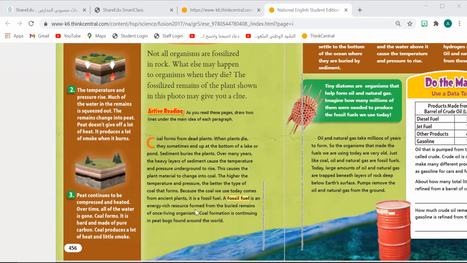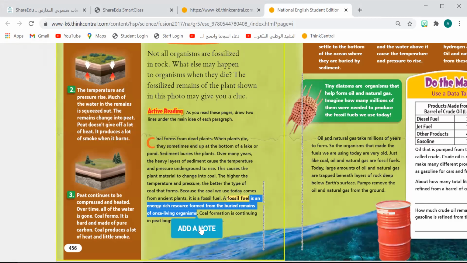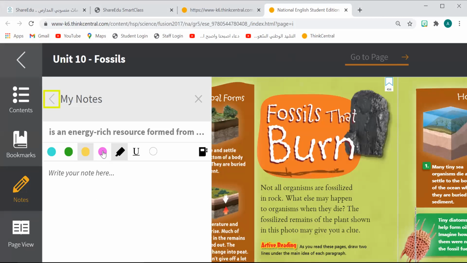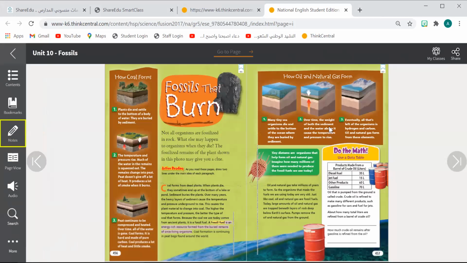So fossil fuel is an energy-rich resource formed from the buried remains of once living organisms. Coal formation is continuing in peat bogs found around the whole world. So please underline fossil fuel. What is fossil fuel? And who can tell me finally what did we take today? Open your cameras and tell me, please. You have 2 minutes to tell me what we learned today.